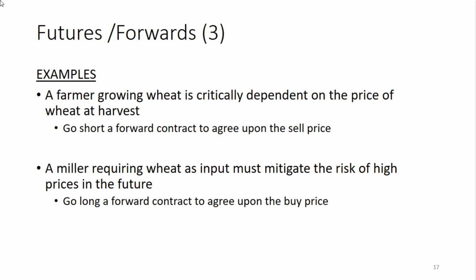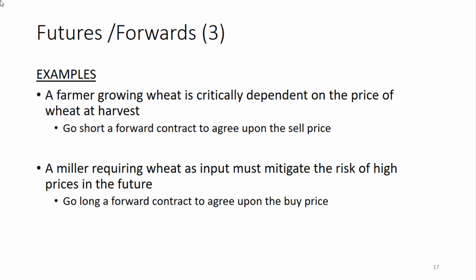So what the miller could do is say, I don't like that risk of price increases in the future, so I would like to agree already today with another party upon a price that will apply in the future to buy wheat. What the miller will then do is go long in a forward contract to buy wheat at a future moment in time. Then the risk of price uncertainty has been mitigated, because the miller knows exactly at what price it will buy in the future.